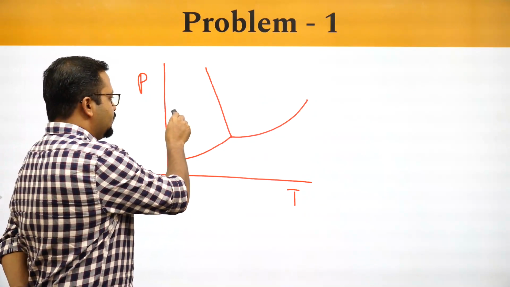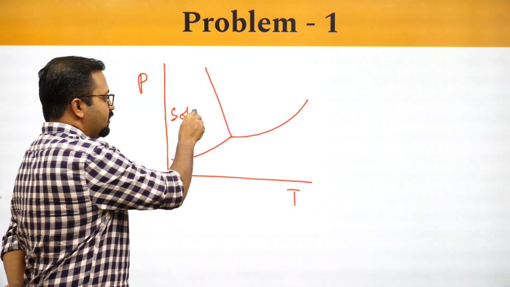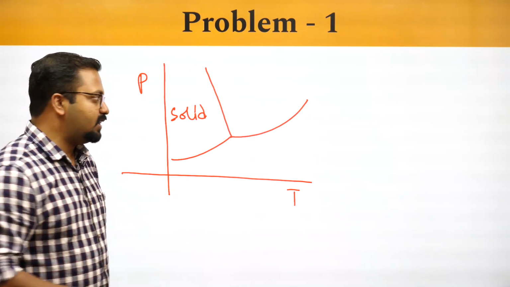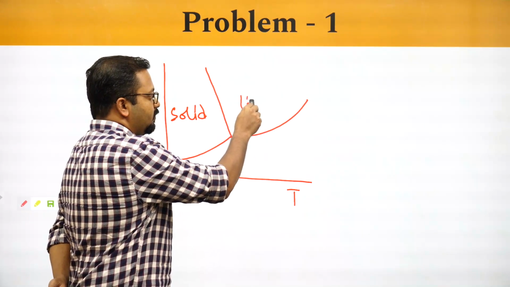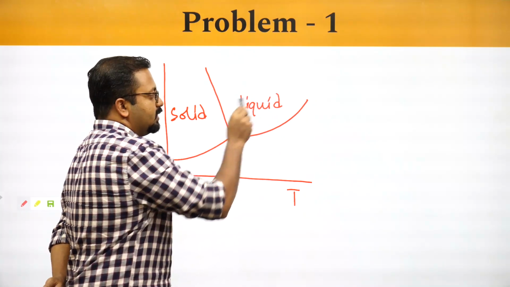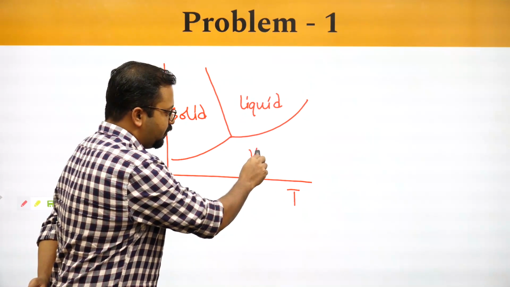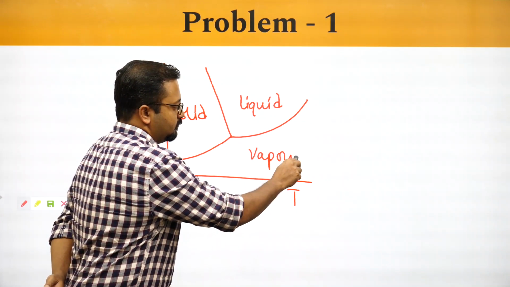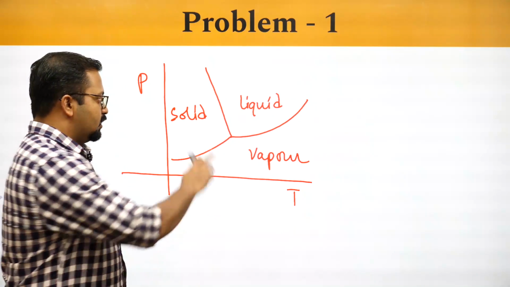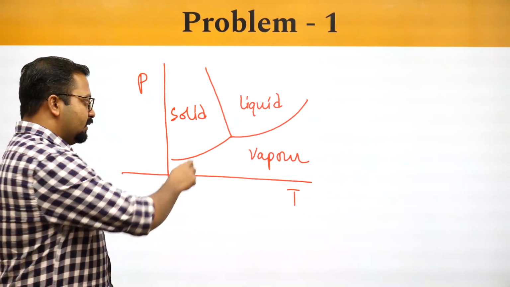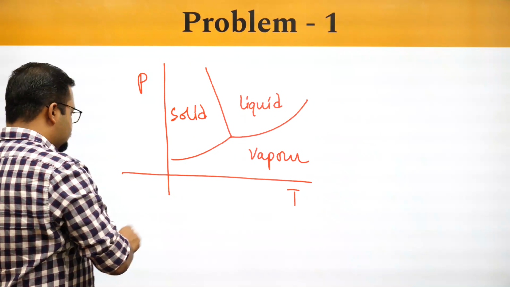if we talk about water, then this region will represent the solid phase, this will represent the liquid phase, and this is the vapor phase. Okay, solid, liquid, vapor.